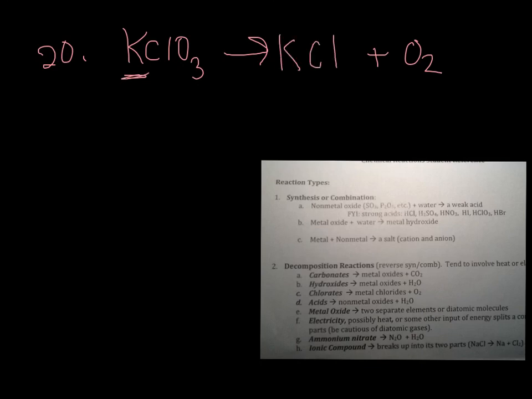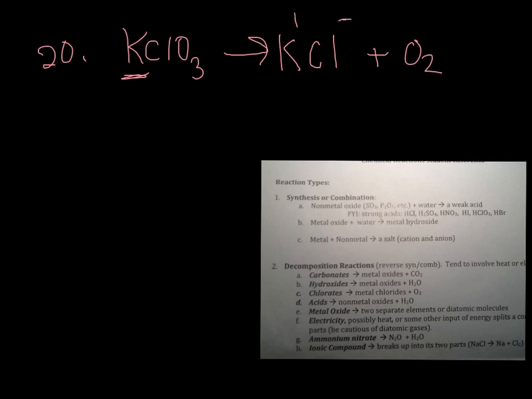And number 20 is KClO3. And it decomposes, the rule says, into a metal chloride plus oxygen. Well, at least get your oxygen free point in there, for heaven's sakes. And a metal chloride. The metal is the first element written there, K. Chloride is Cl, chlorine from the periodic table.